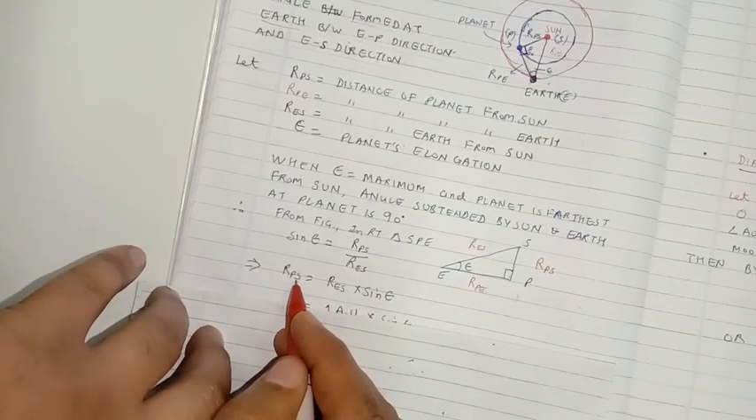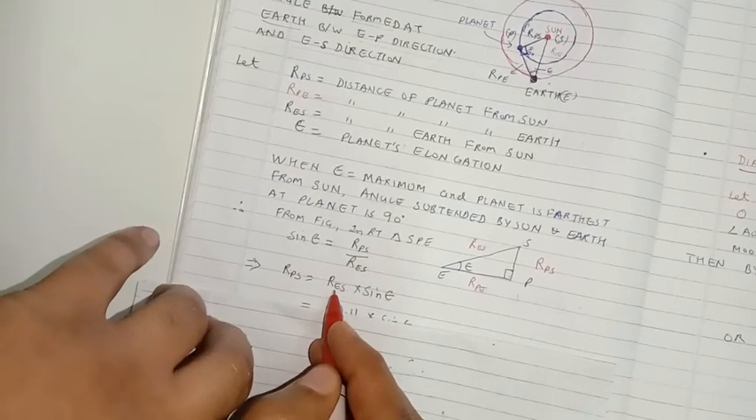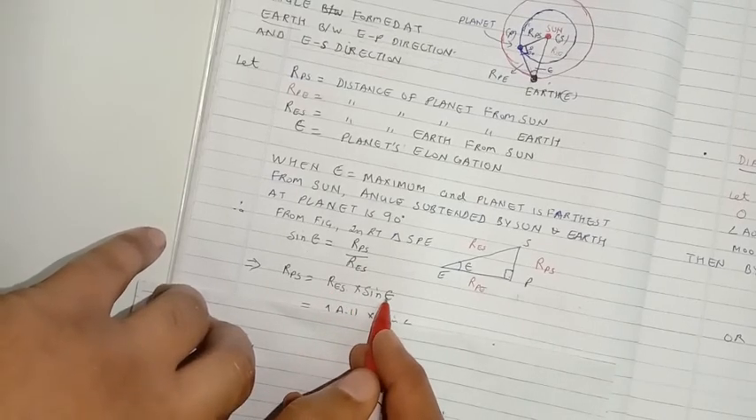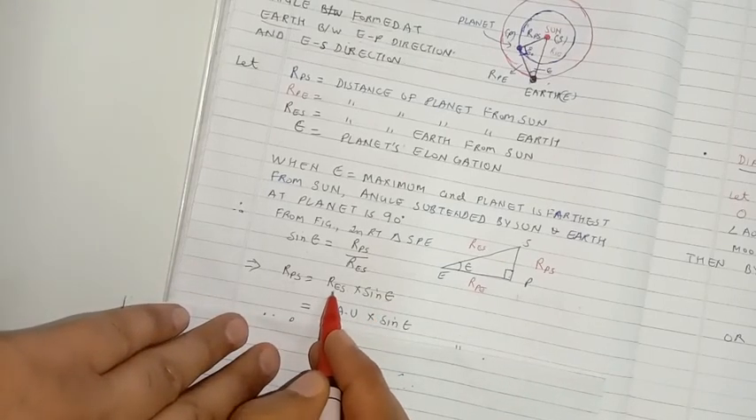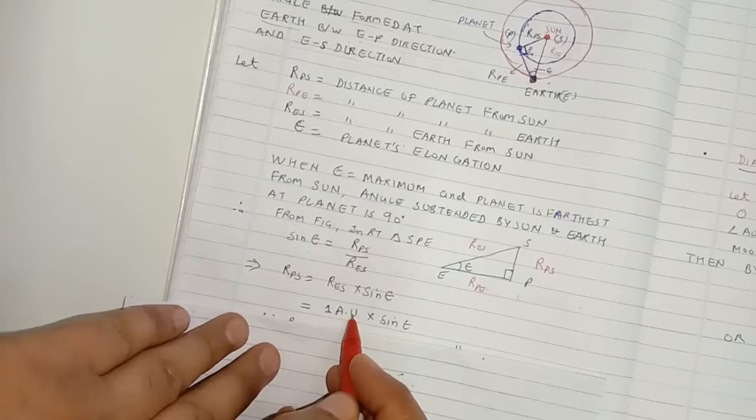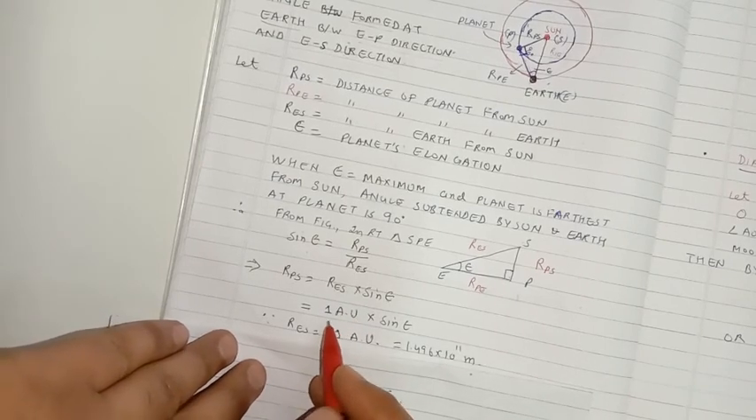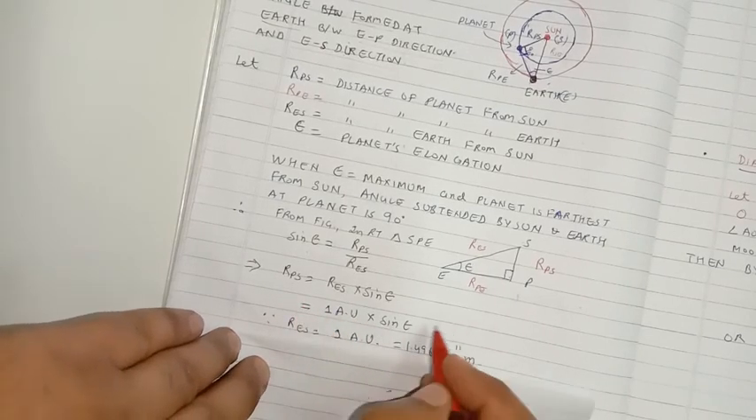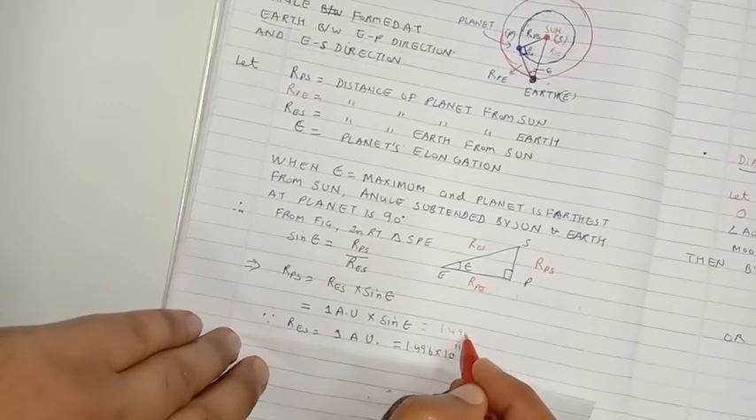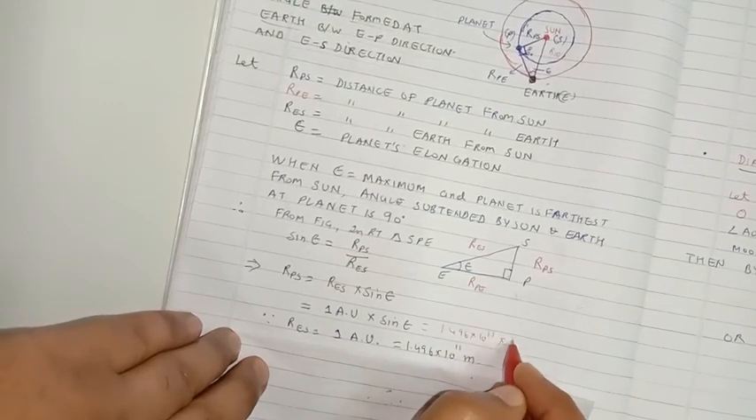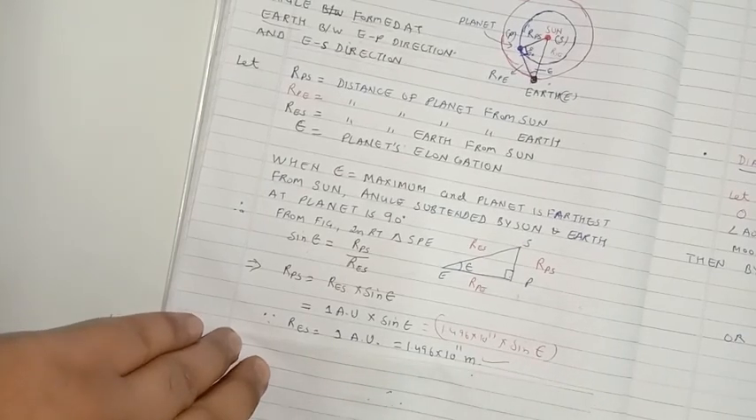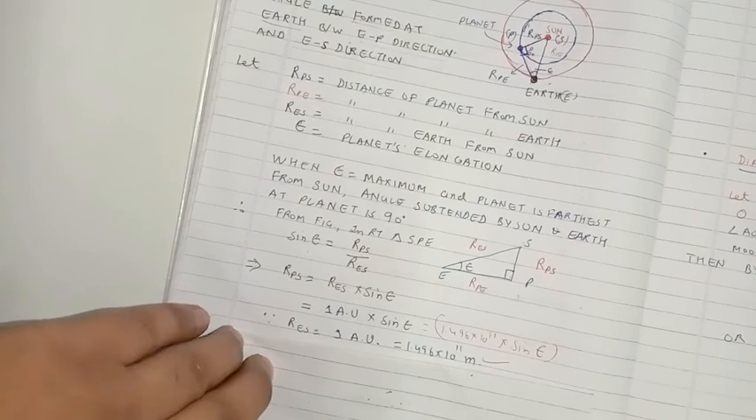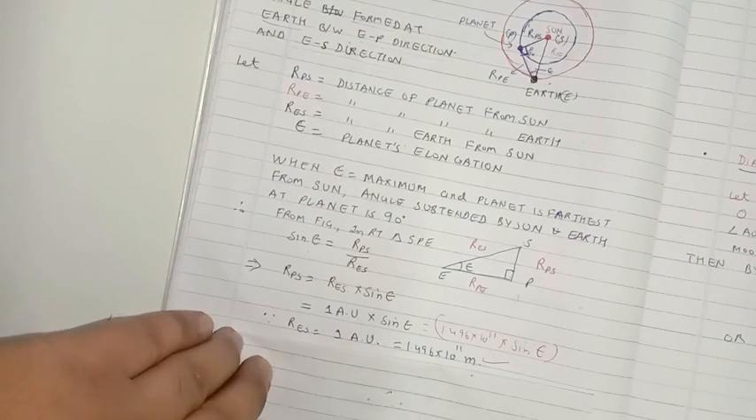RPS, the distance of the planet from the Sun, which we want to find out, is equal to the distance between the Earth and the Sun multiplied by the sine of the elongation angle, and we know that the average distance between the Earth and the Sun is equal to 1 astronomical unit. So the distance of the planet from the Sun is equal to 1.496 into 10 raised to power 11 multiplied by the sine of the elongation angle. So this is how we can measure the distance of an inferior planet.